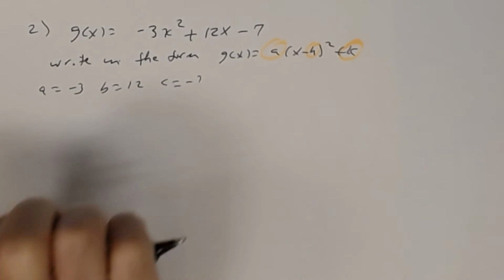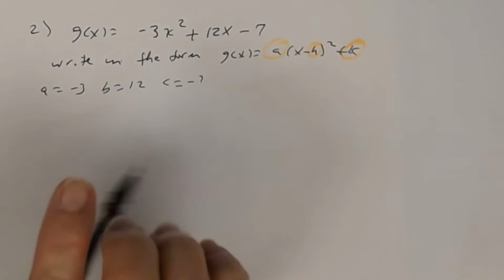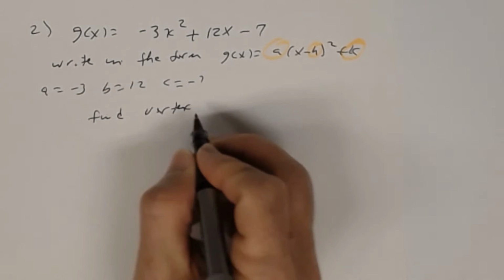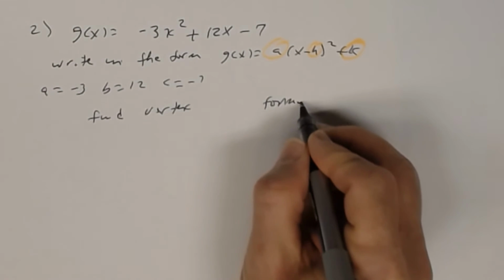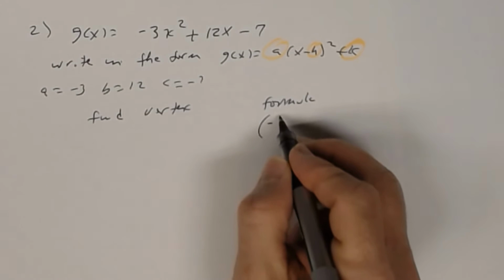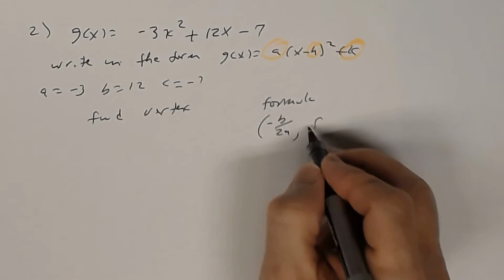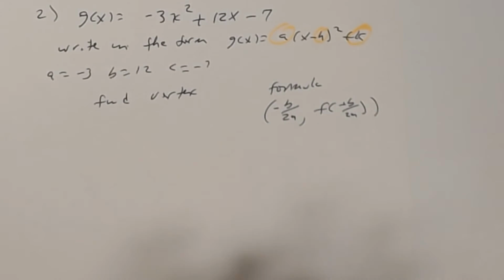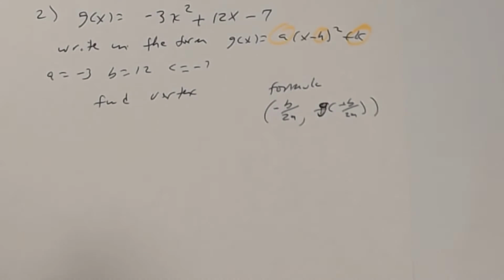So I already know a. A is negative 3. That I know. So let's find the x coordinate of the vertex. So let's find h. So we got to find the vertex. So the vertex, remember the vertex formula, is the x coordinate is negative b divided by 2a. Once you find the x coordinate, you substitute into your function. F of negative b divided by 2a. In this case, it will be g though. So let me write it as g. G of negative b divided by 2a.